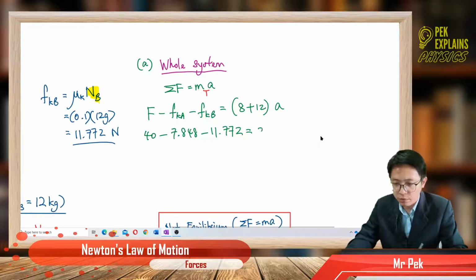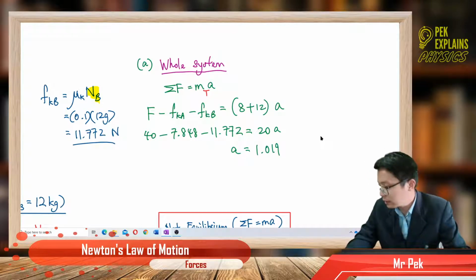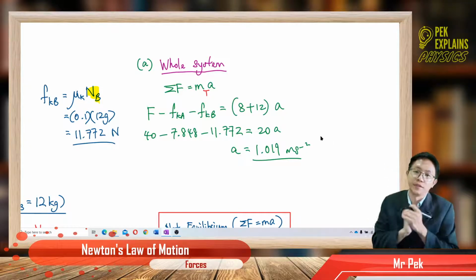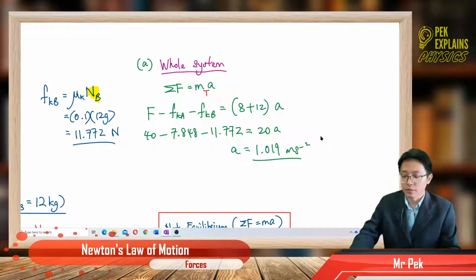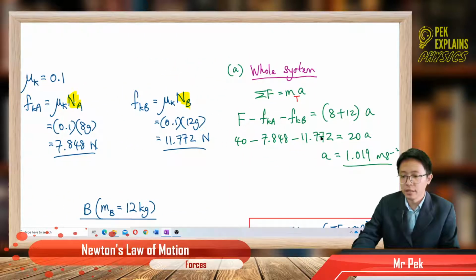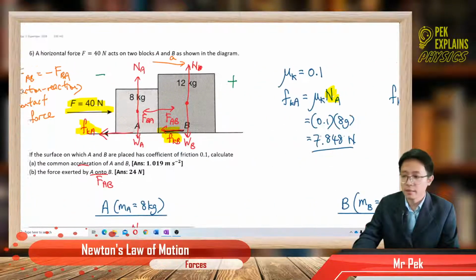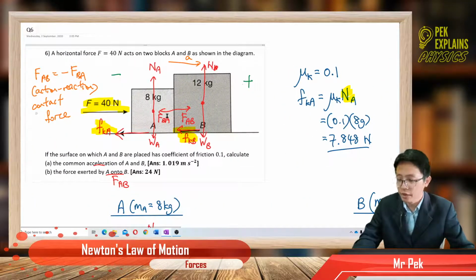So 8 plus 12 is 20a. So finally, our acceleration we get is 1.019 meters per second squared. That's the acceleration of the system. Okay, that's good. So we got the acceleration already. Next step is we want to find the contact force.